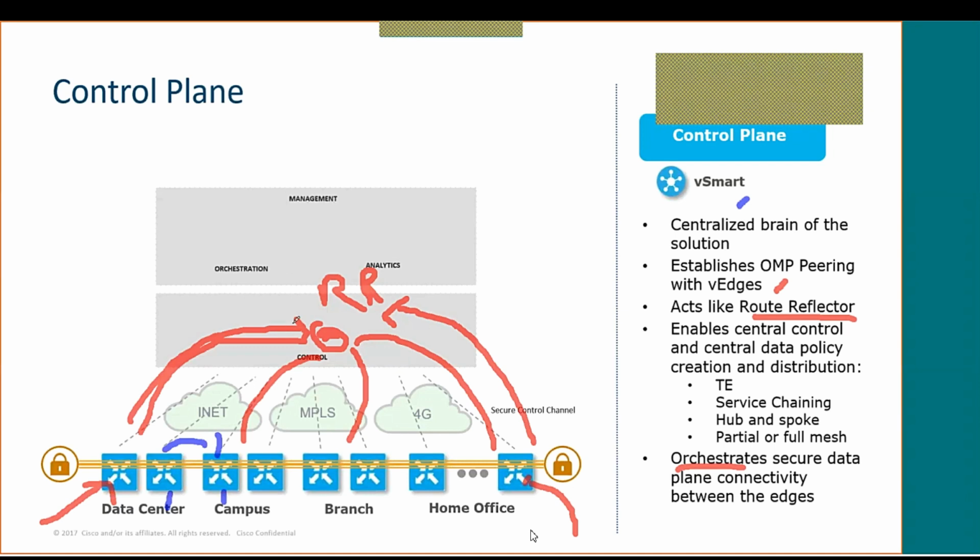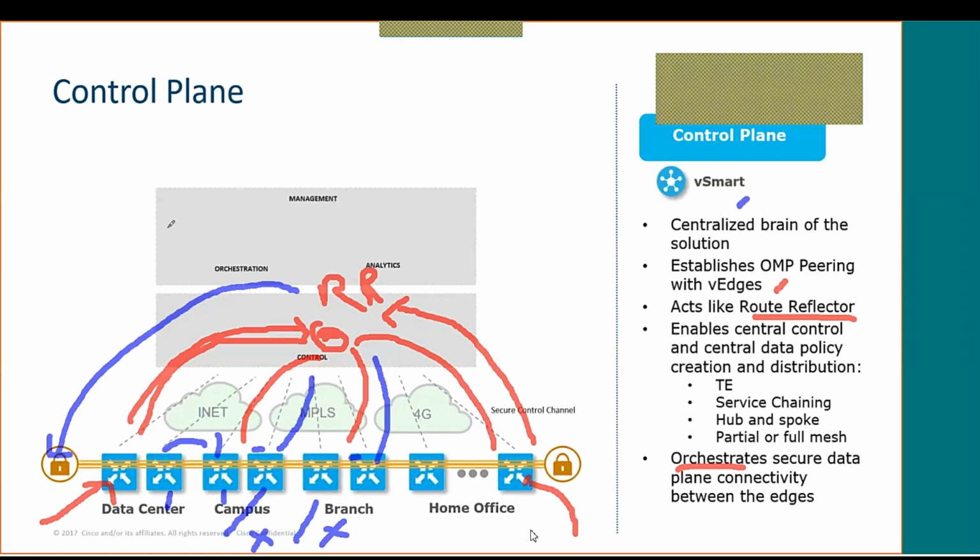vSmart will not do anything apart from forwarding the information to the others. For example, if a branch is advertising subnet X, and the same subnet is advertised by the campus device. So now vSmart will receive the subnet X with the next hop IP address of the campus, and then receive the subnet X with the next hop IP address of the branch, and these two will be forwarded to the data center or other devices. It doesn't do anything in the middle. It just receives it and forwards it.